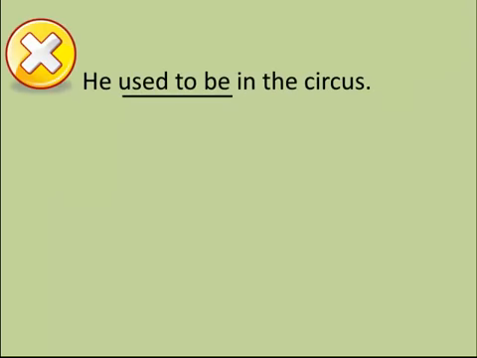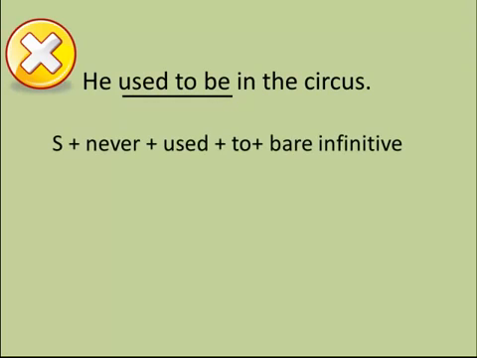So what's the negative then? He used to be in the circus. He never used to do something. So for example, he never used to be late. Is he late now? Yes. Is he late more than once now? Yes. Was he late in the past? No.